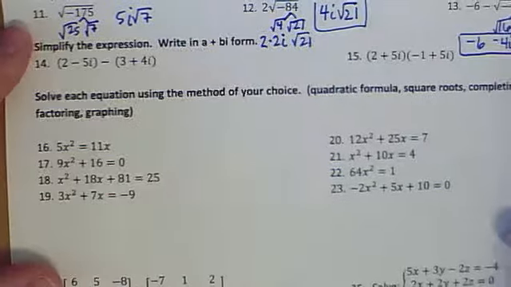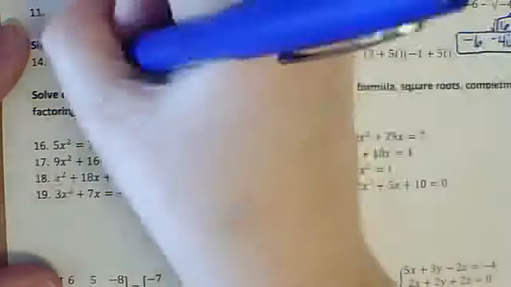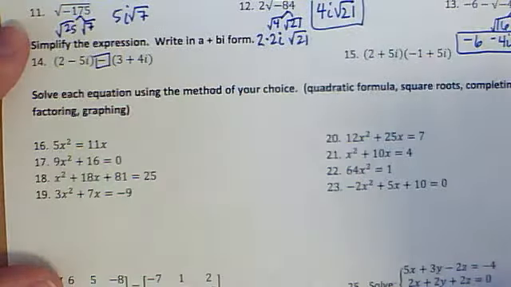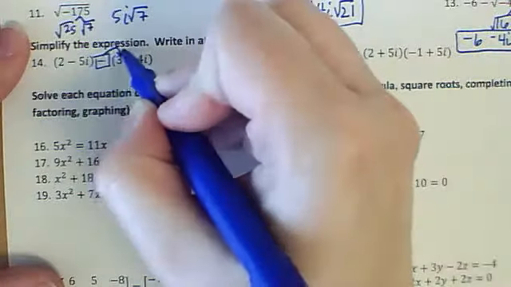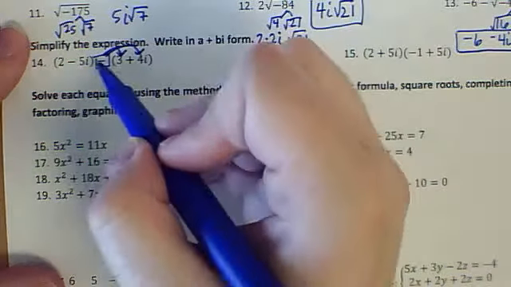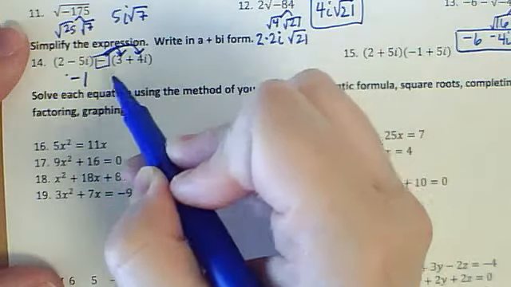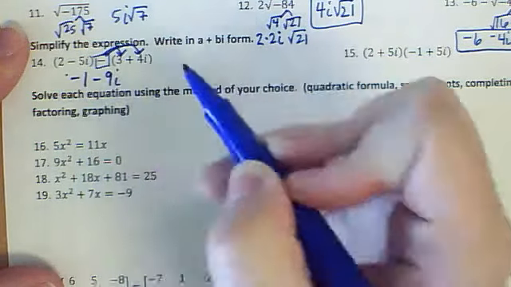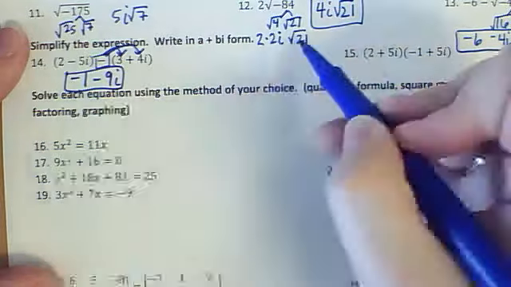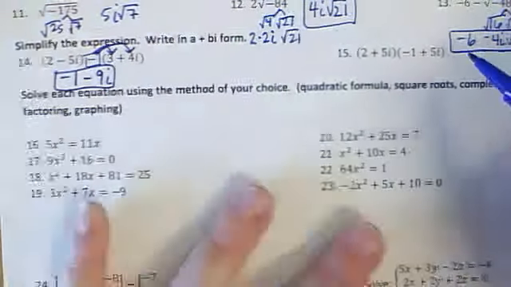Alright, on 14 and 15 we're simplifying. If you notice here, there is this subtraction sign, so that means I'm just combining like terms. So that negative distributes to both of those. So this becomes 2 minus 3 is -1, and negative 5 minus 4i is negative 9i. And that is in your a plus bi form, so you're done.